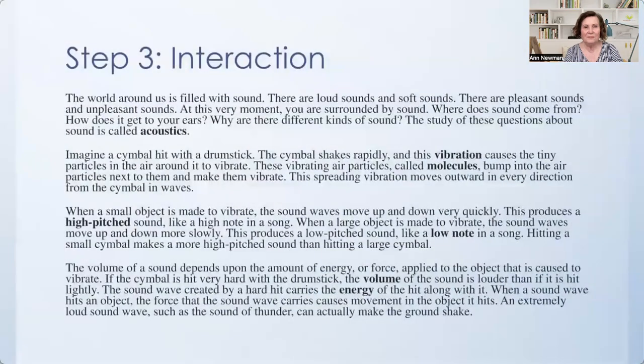Now we're going to look at a reading about sound. And you are going to help me. So I want you to call out as we go through it what you think the word means, okay? The world around us is filled with sound. There are loud sounds and soft sounds. There are pleasant sounds and unpleasant sounds. At this moment, you are surrounded by sound.